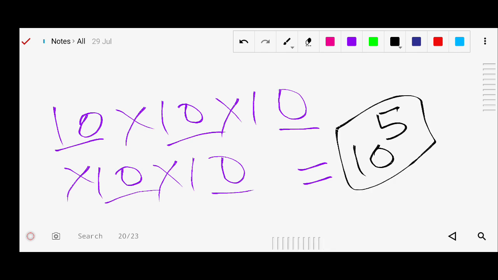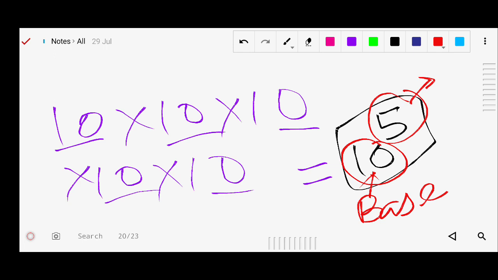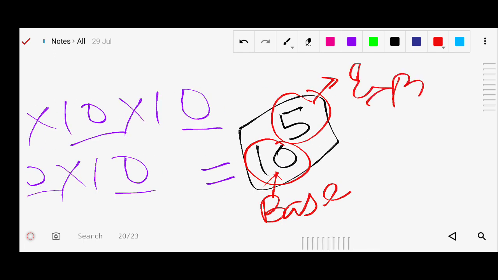This kind of writing method, this kind of expression, is called an exponential expression, right? Here, how do we define this? This 10 is called the base, and this 5 is called the exponent, or we can say power, right? This 5 indicates how many times 10 is used in multiplication, how many times 10 has been multiplied. So this is called an exponent, right?